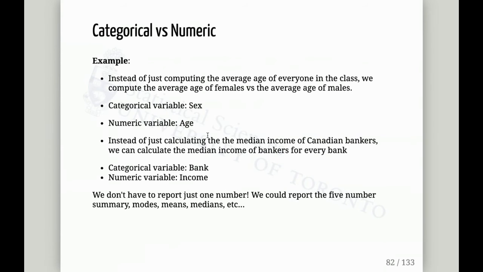And instead of calculating the median income of Canadian bankers, I can calculate the median income of bankers for every bank. So my categorical variable is every single bank. And for every bank, I'm going to find out the distribution of the income. And we don't have to report just one number. We can report a whole 5-number summary. We can report modes. We can report means, whatever we like.